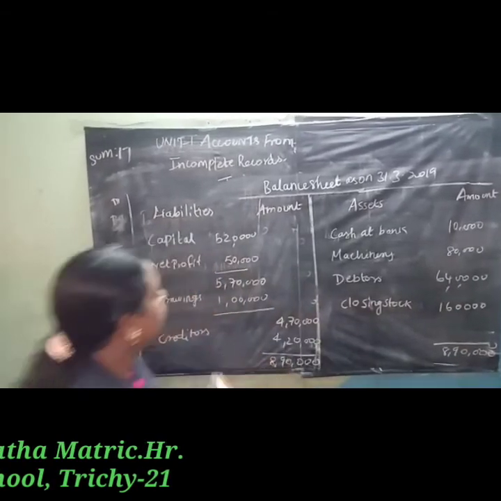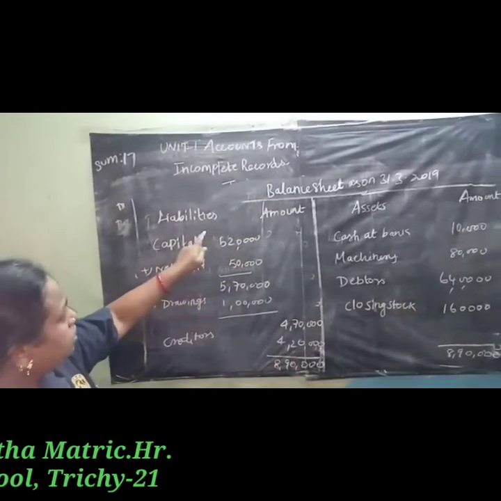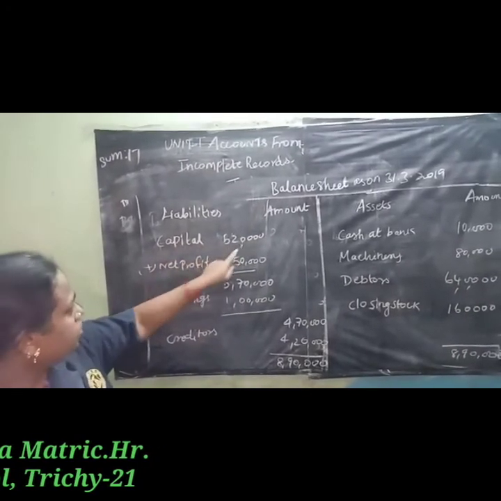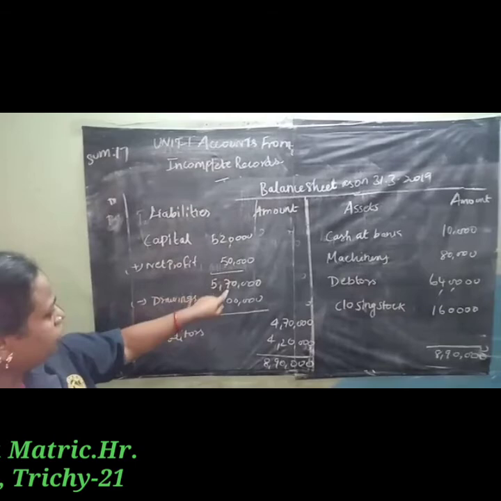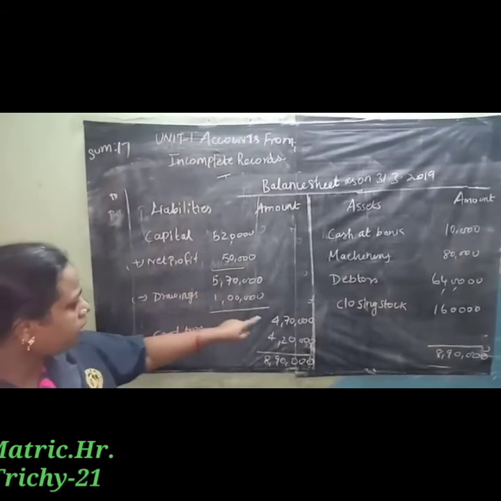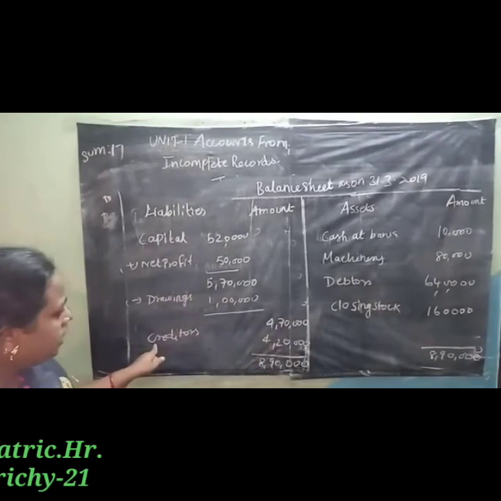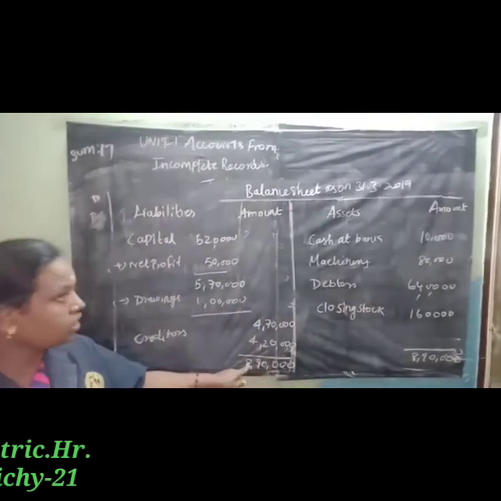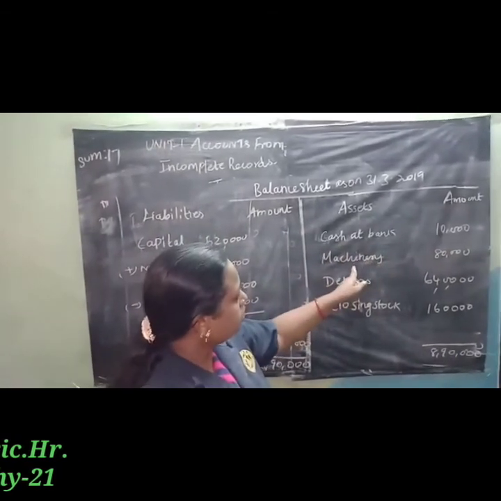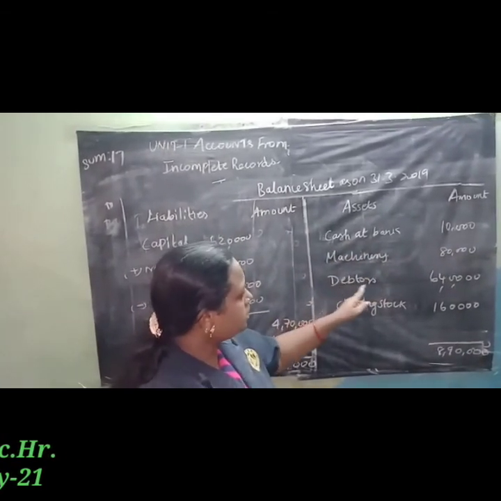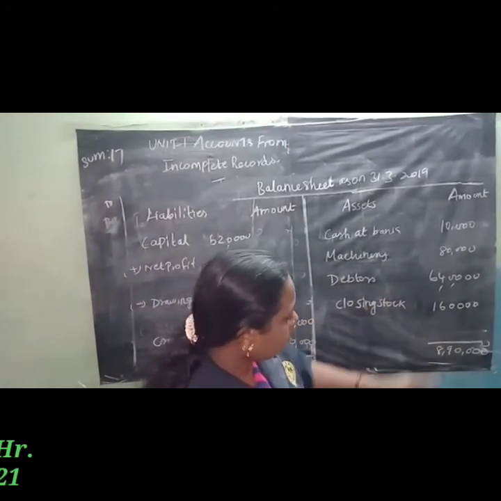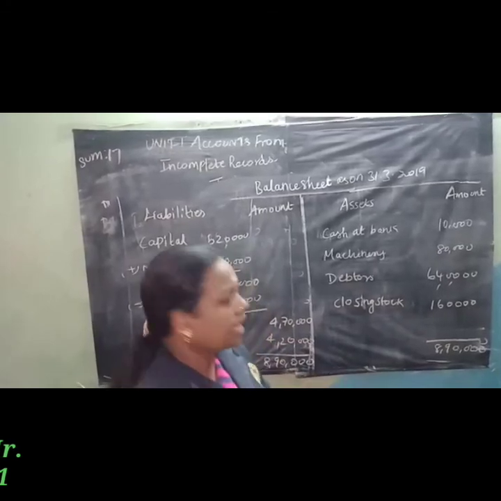Once again, the balance sheet as on 31st March 2019. On the liability side, capital 5,20,000, add net profit 50,000, minus drawings 1 lakh: 5,70,000 minus 1 lakh is 4,70,000. Then closing creditors 4,20,000, total 8,90,000. On the asset side, cash at bank 10,000, machinery 80,000, debtors 6,40,000, closing stock 1,60,000. So the total is 8,90,000.